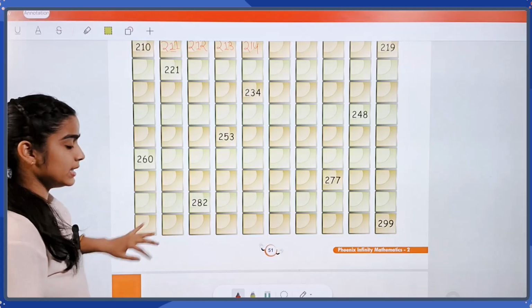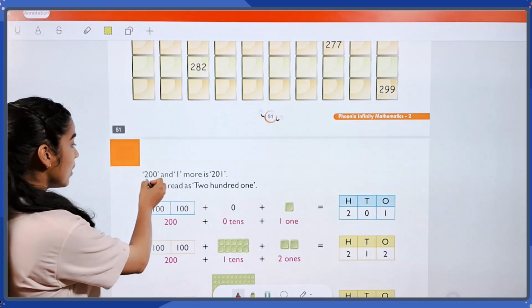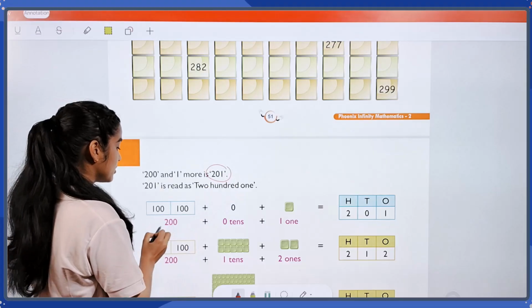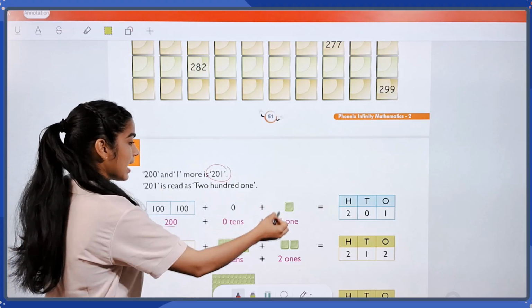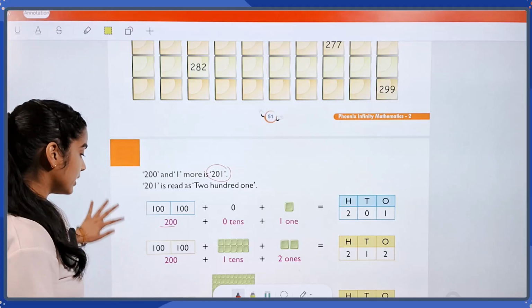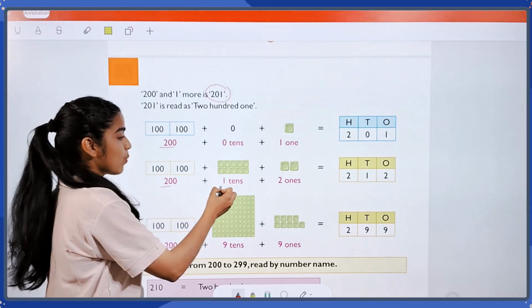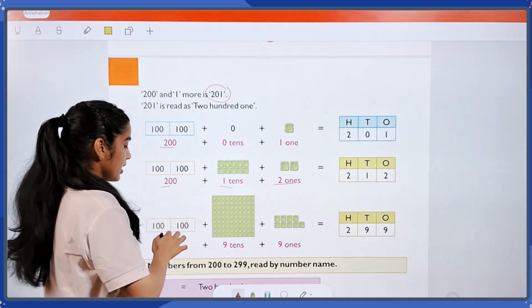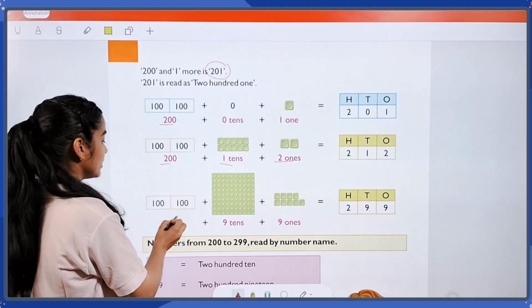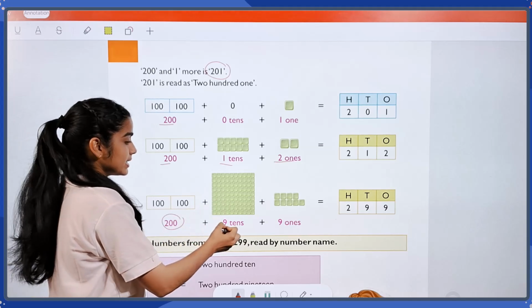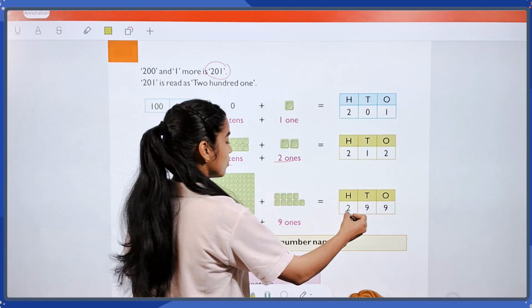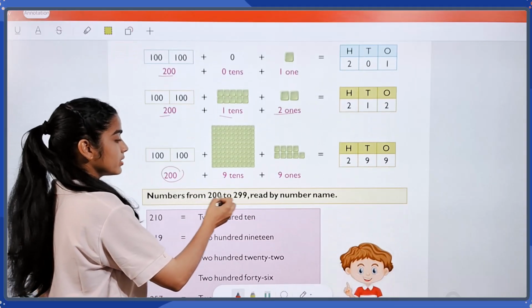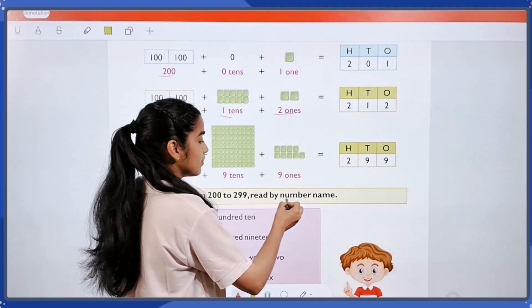Now 200 and one more is 201. So 100 plus 100 is 200, 0 tens and 1 one, 201. Next, 200, 1 ten and 2 ones means 212. Now 100 plus 100 is 200, 9 tens and 9 ones, which is 299.